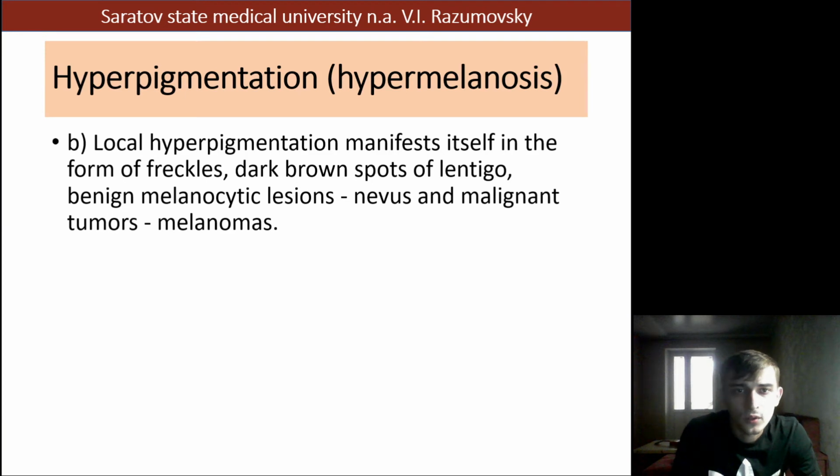Local hyperpigmentation of melanin manifests itself as freckles, dark brown spots, or lentigo, a benign melanocytic lesion like a nevus, and malignant tumors like melanomas.